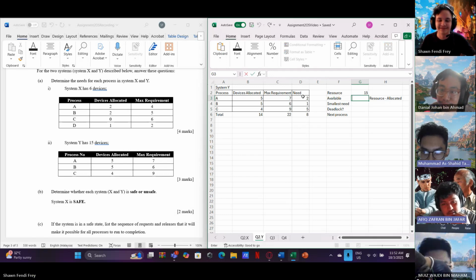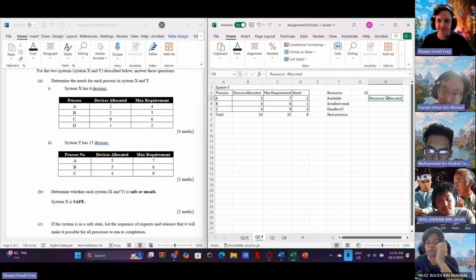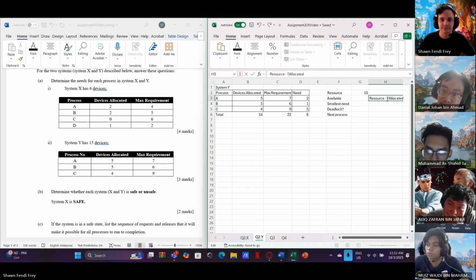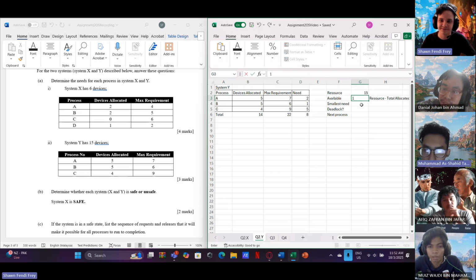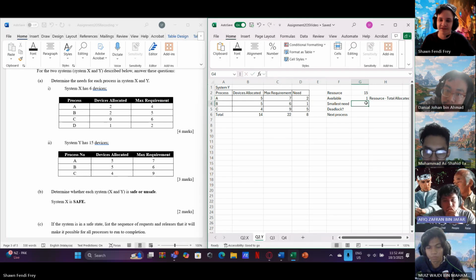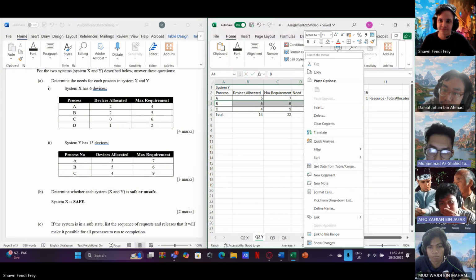For the available, we take the resource minus the device allocated. So 15 minus 14 will be 1. The available will be 1. Then what's the smallest need? The smallest need will be process B. The need of process B is 1.